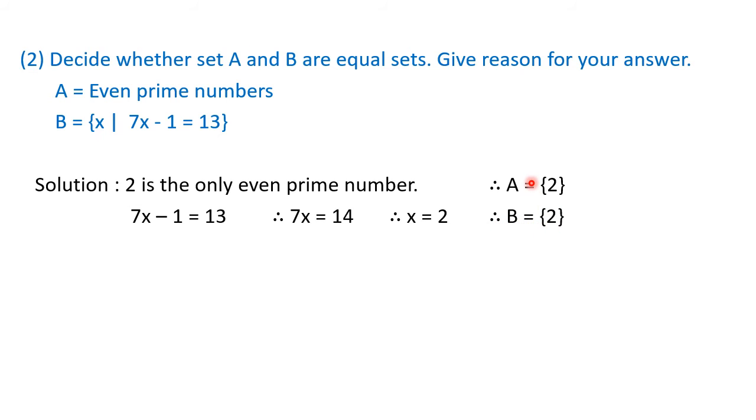Now observe set A and B. Are the elements identical? Yes. Both of them contain exactly the same elements, and that is why we can say that set A is equal to set B. Okay. So in this way you have to write down the justification for your answer. If the question is coming for 2 marks, and if you are simply writing A is equal to B, then you will get 0 marks.